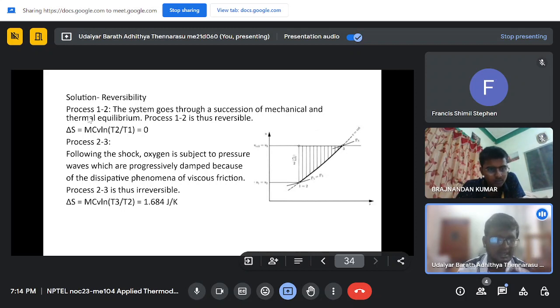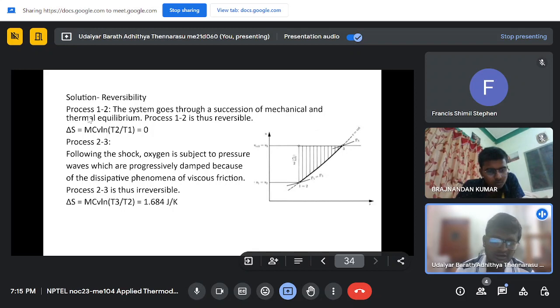Similar thing is happening here, assuming it's a very slow acceleration. The system is going through multiple equilibrium points, so you can bring it back also. So the process 1-2 will be reversible. How will you prove it mathematically? There is no temperature rise of the system, so in this case there will be no entropy generation. There is no change in entropy, since the temperature is the same.